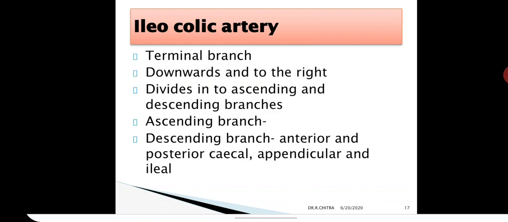The terminal branch, the ileocolic artery, runs downwards and to the right and divides into ascending and descending branches. The ascending branch will anastomose with the descending branch of the right colic artery. The descending branch of this ileocolic artery will divide into anterior cecal, posterior cecal, appendicular, and ileal branches.